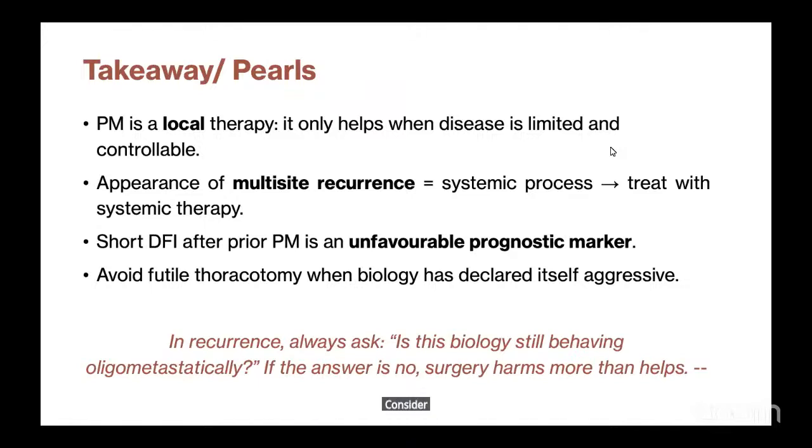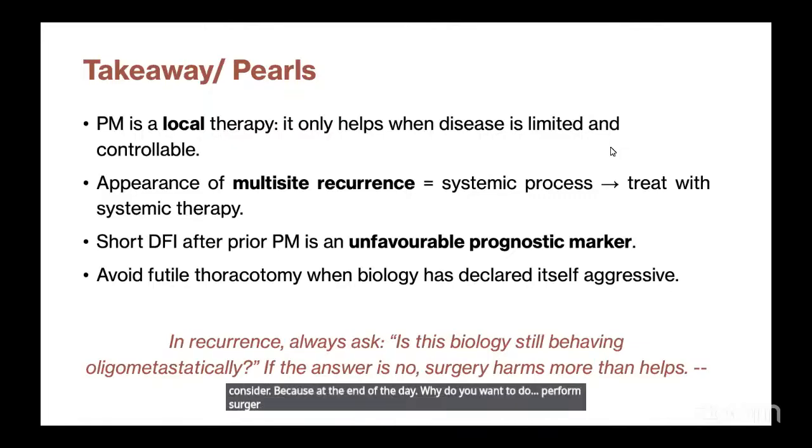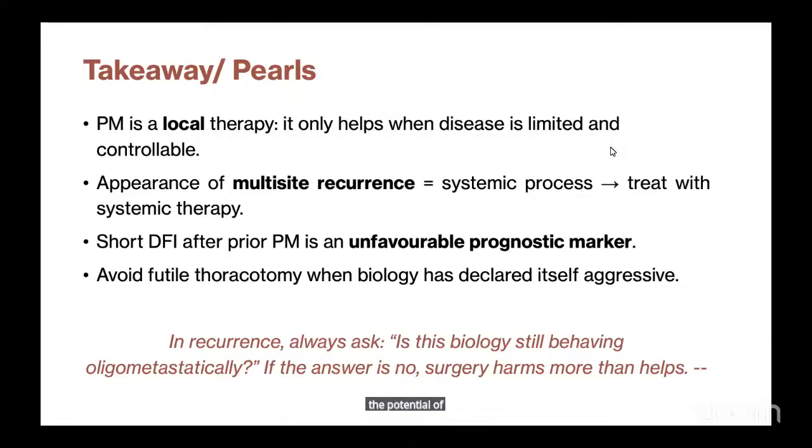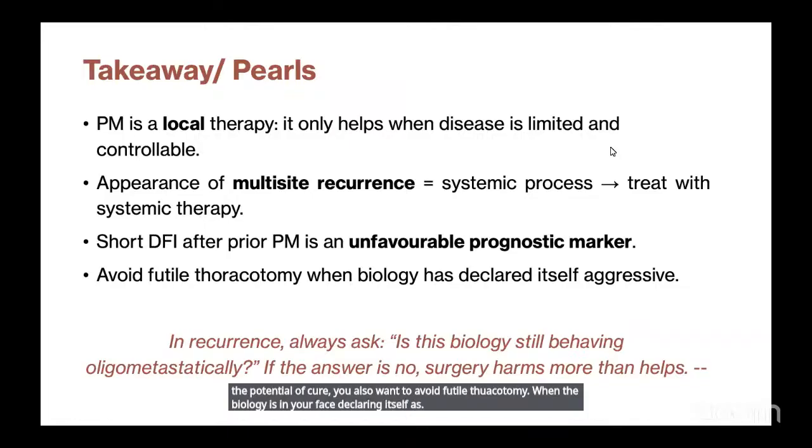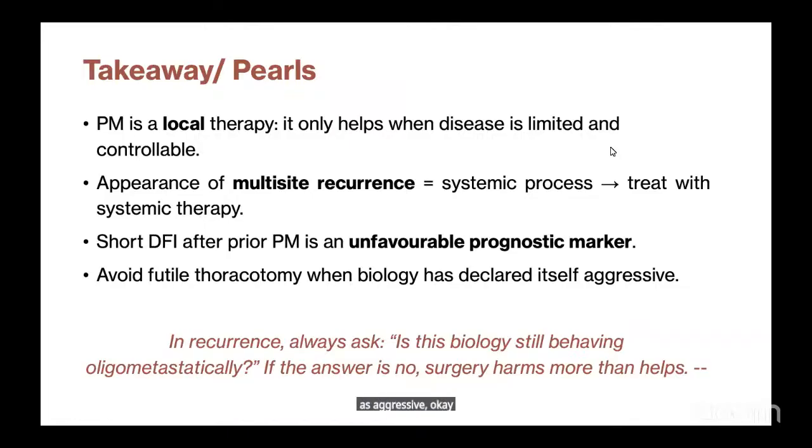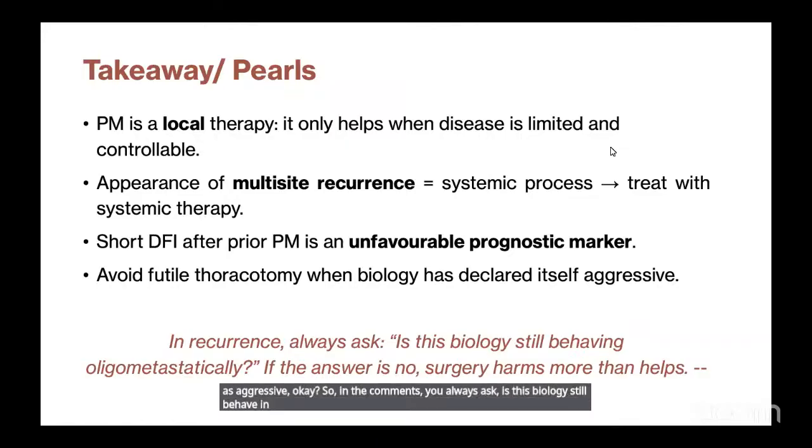Because at the end of the day, while you want to perform surgery and do great local therapy and offer this patient the potential of cure, you also want to avoid futile thoracotomy when the biology is in your face declaring itself as aggressive. Okay? So in recurrence, you always ask, is this biology still behaving oligometastatically? And if the answer is no, surgery may be more harm than help.